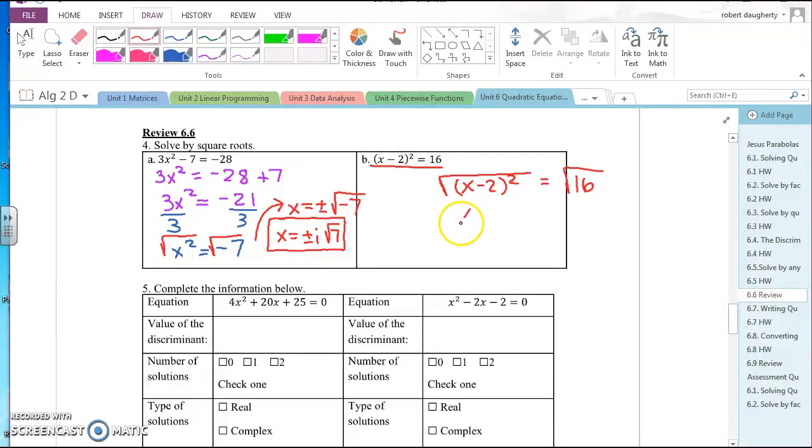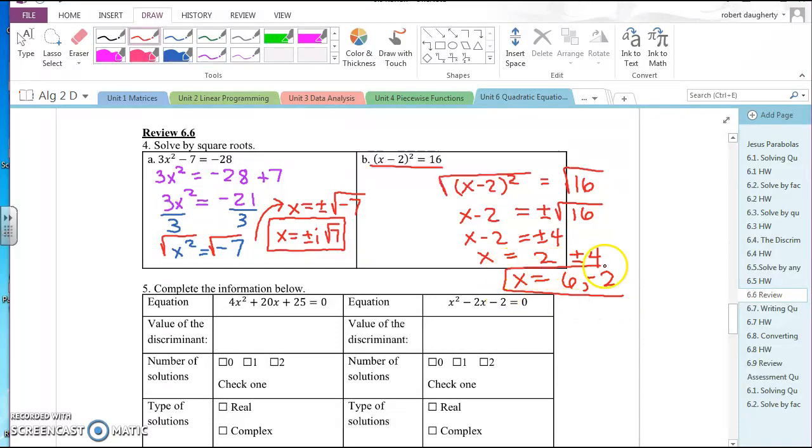On the left, you just get x minus 2 equal plus or minus square root of 16. So x minus 2 equal plus or minus 4. x equal 2 plus or minus 4. So x is equal to 2 plus 4 is 6, 2 minus 4 is negative 2. So your two answers for this guy are x equals 6 or x equal negative 2.